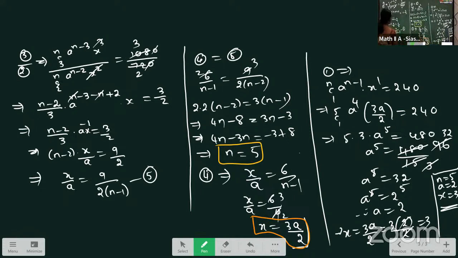So this is how we have to solve when a question is given in binomial expansion. By taking the statements in properly, we will be getting the answer easily. Of course, it is a lengthy question.